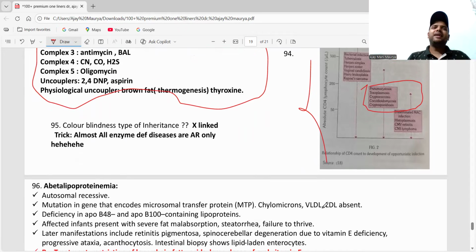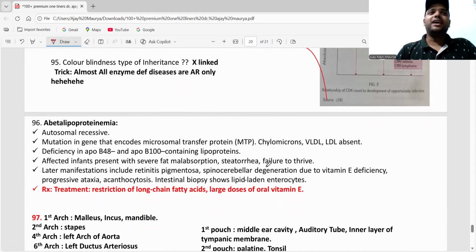Next one, color blindness: type of inheritance? It is X-linked. Remember, all the enzyme deficiency diseases are always autosomal recessive. Remember, this is not all the time, but if you don't know, just mark the enzyme deficiency as AR.